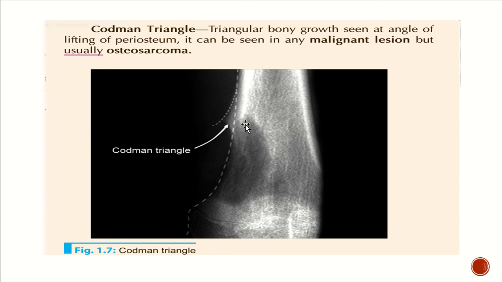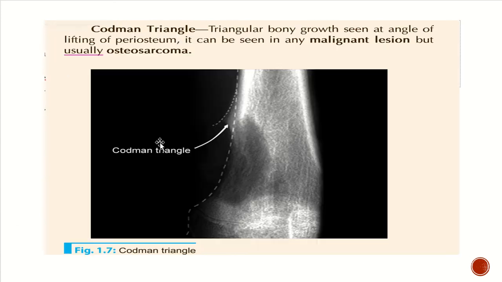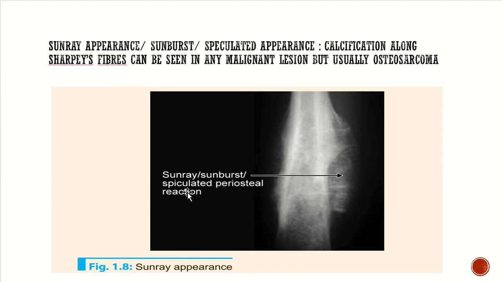And here we can see Codman's triangle. The triangular bony growth seen at the angle of lifting of periosteum. It can be seen in any malignant lesion, but usually osteosarcoma. Here, onion peel in Ewing sarcoma, Codman's triangle in osteosarcoma, and sun ray or sunburst or spiculated periosteal reaction.